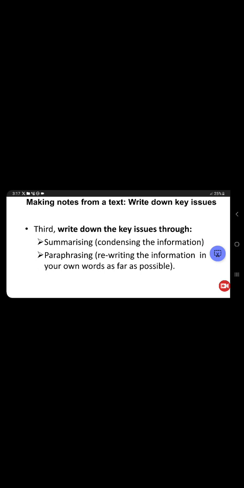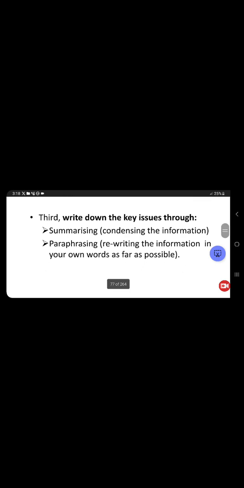When you say you summarize it, you condense the information, or write it using different words. Okay, or just to make it brief, simple, concise, and brief. That is all about summarizing. But when you say you should paraphrase it, paraphrase is when you rewrite the information in your own words. Okay, that is all about paraphrasing it.